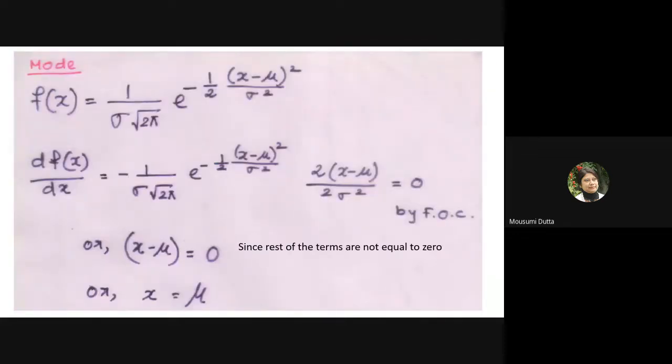So next, we will derive the mode of the normal distribution. Now, for a continuous distribution, mode is the expression where we will get the highest probability, which means we have to set dfx by dx equal to 0. At the maximum, if this is the particular value of x where fx is maximum, that means the first derivative is equal to 0 by the first order condition.